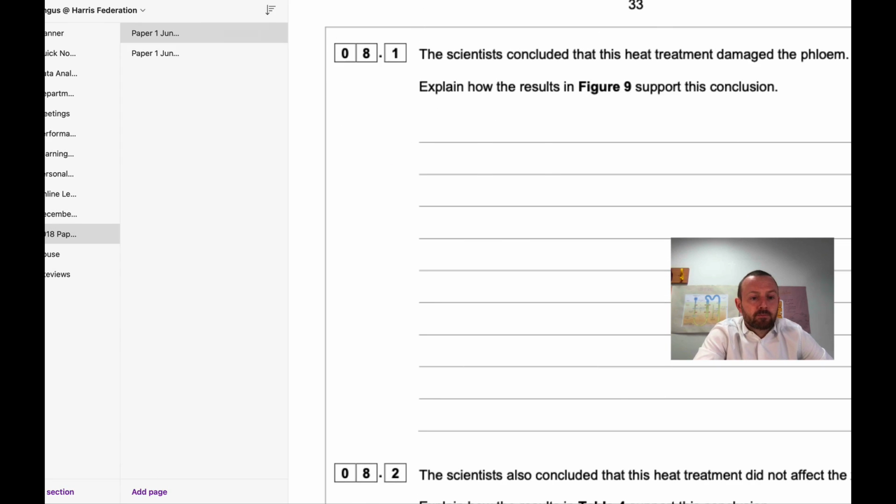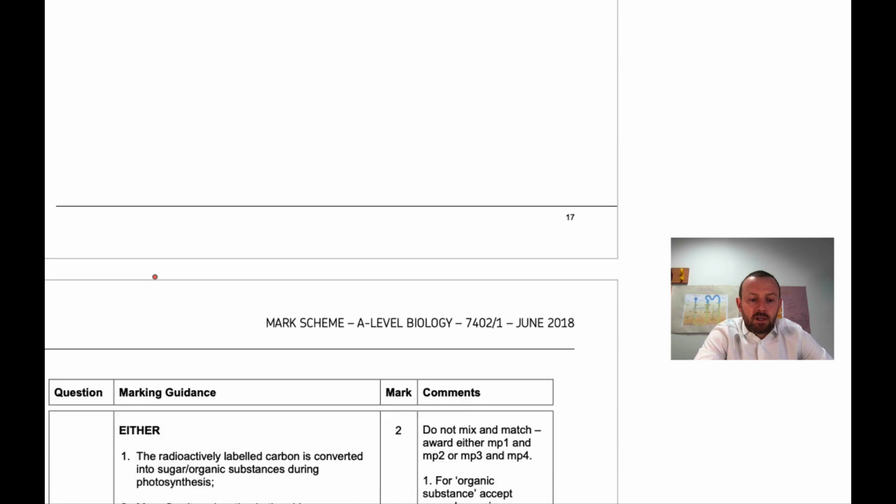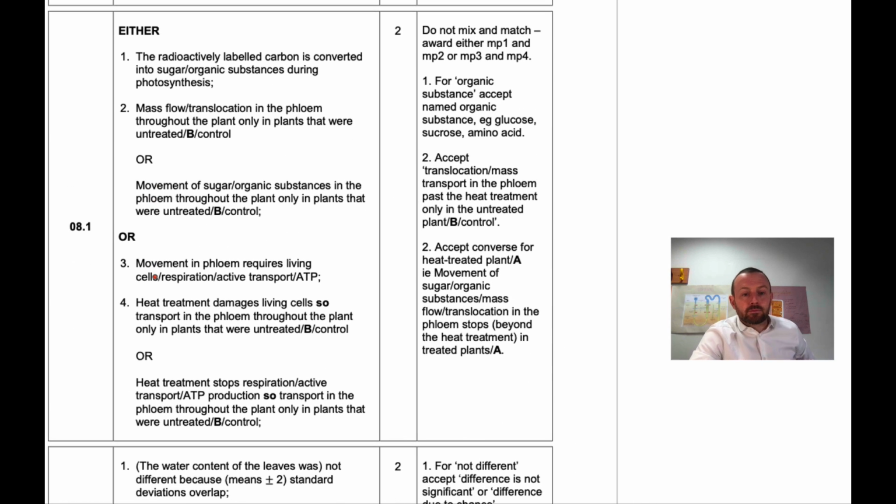Let's look at the mark scheme and see what it says. Okay, so this one, point 2, this is what I said: mass flow or translocation in the phloem has happened throughout the plant, only in the plants that were untreated, whereas it doesn't get past the treated point in the other plant. And then I mentioned that heat treatment damages living cells. So transport in the phloem throughout the plant is stopped or blocked at that point where it's been heat treated.